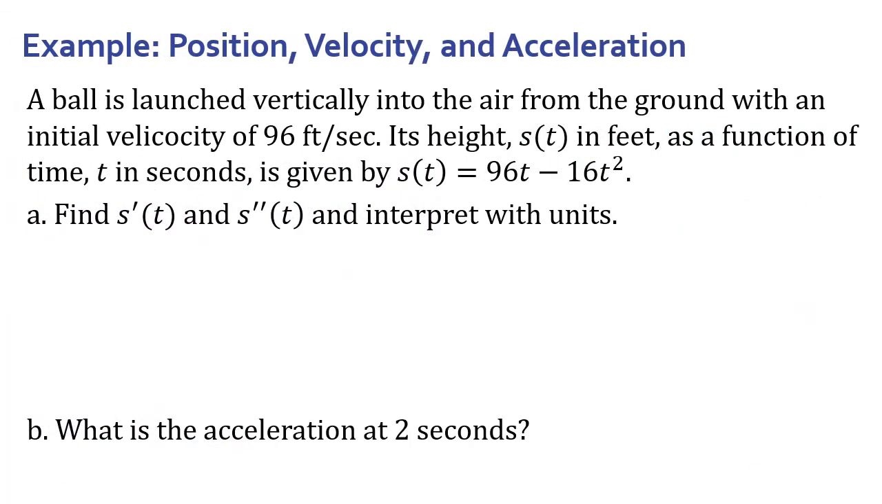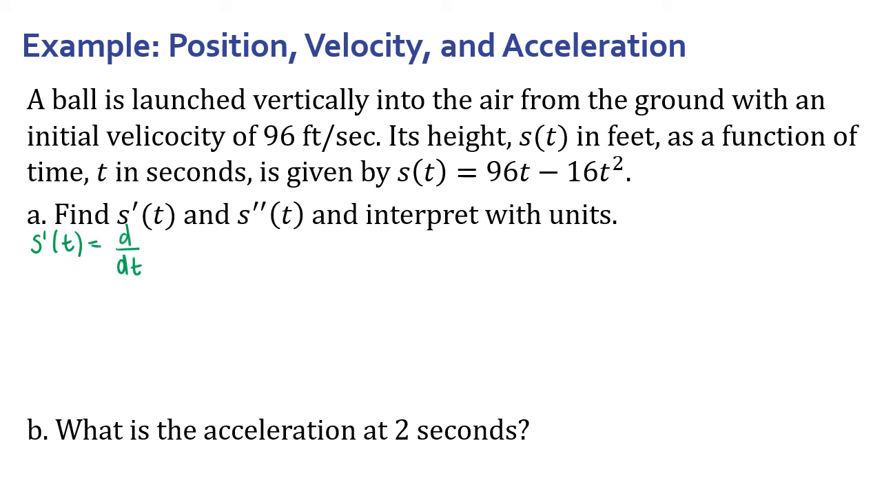All right, let's go back to this problem that we have used so many times in different examples. A ball is launched vertically into the air from the ground with an initial velocity of 96 feet per second. Its height, s of t in feet, as a function of time, t in seconds, is given by s of t equals 96t minus 16t squared. Find s prime of t and s double prime of t, so the first derivative and the second derivative, and interpret it with units.